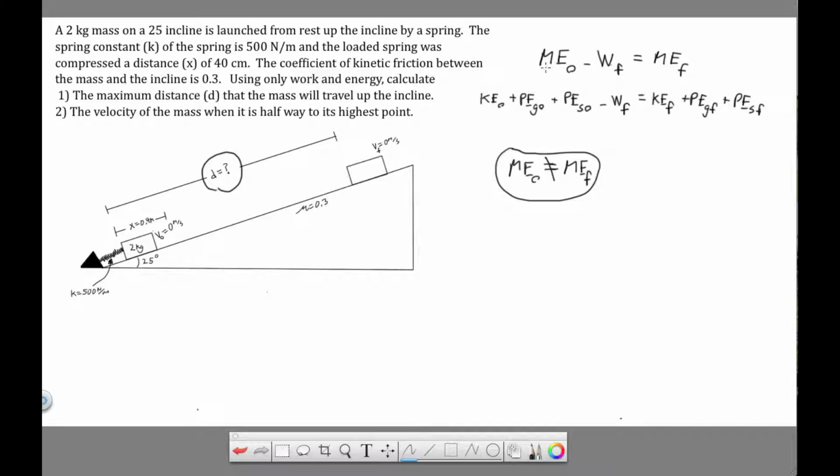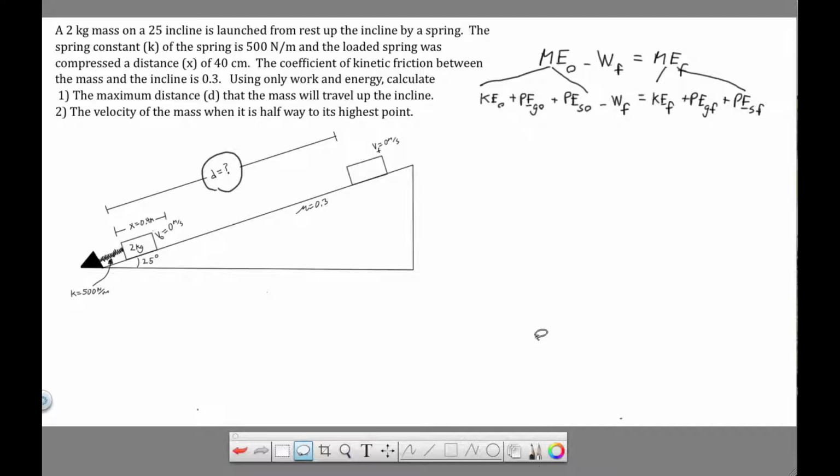And of course, there's three forms of mechanical energy. When I say mechanical energy, I mean kinetic, potential of gravity, and potential of spring. And same thing over here, those three energies. All right, so let's take a look at our energies.